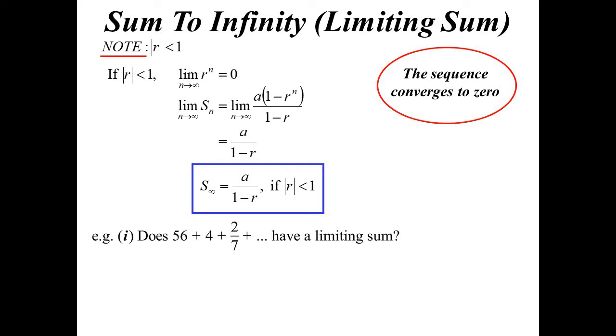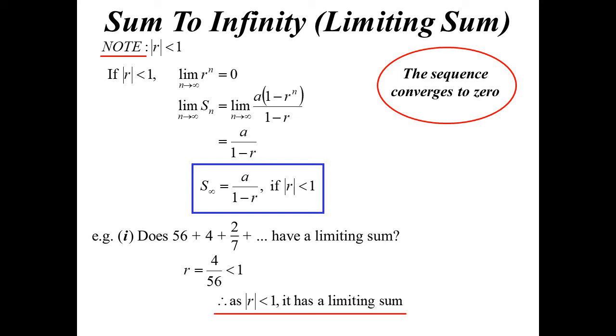So the first example is simply this question. Does this series have a limiting sum? So when they ask something like this, they're basically seeing if you understand the condition. So we have a look at our common ratio, 4 over 56. And to double check, 2/7 divided by 4 is also 4 over 56. Well, equivalent to it. And that is less than 1. So yes, it does have a limiting sum.